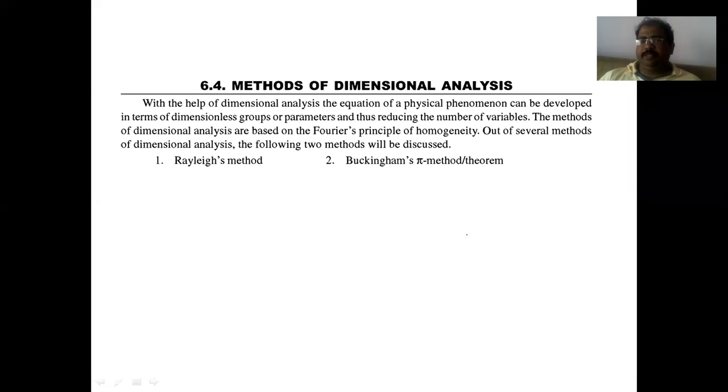Good morning, students. This is the second part of lecture number 17. Here we will discuss the methods of dimensional analysis. The first is the Rayleigh method, and the second is the Buckingham pi method. These are the methods through which we equate different unknown quantities and validate their equations.